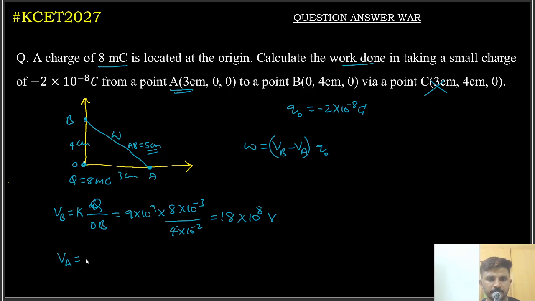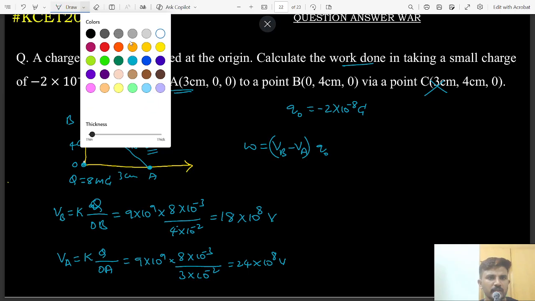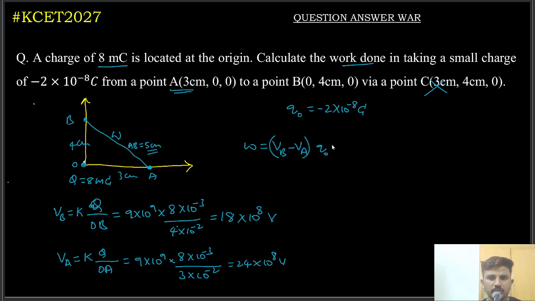Potential at A is KQ by OA, that is 9 into 10 to the power 9, into charge 8 into 10 to the power minus 3, divided by the distance 3 into 10 to the power minus 2. 3 3s are 9, and 24, so 24 into 10 to the power 8 volts. Okay, so we have found the potentials at B and A. So that is equal to 18 into 10 to the power 8 minus 24 into 10 to the power 8.